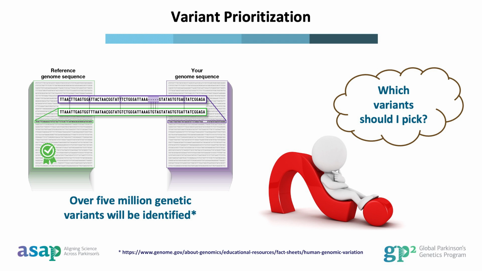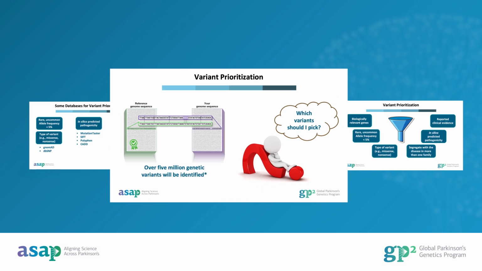On average, a person can carry over 5 million genetic variants. But which of these numerous variants are relevant to my research or even to my patient? We are primarily interested in finding genetic variants related to specific diseases, such as Parkinson's disease. However, with thousands of variants to sift through, we need to apply filters to prioritize only those potentially related to Parkinson's disease in this case.